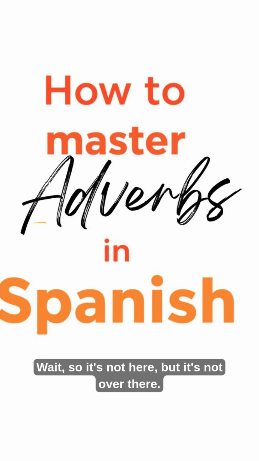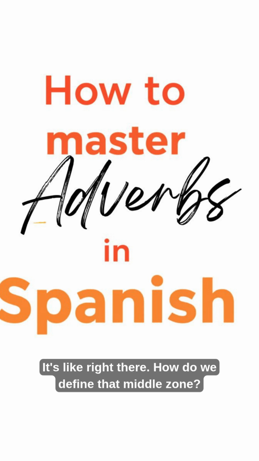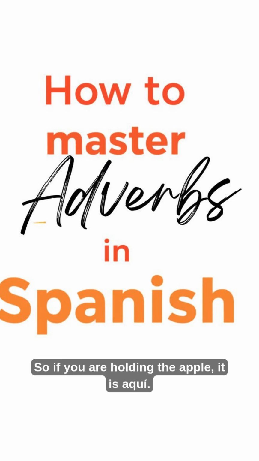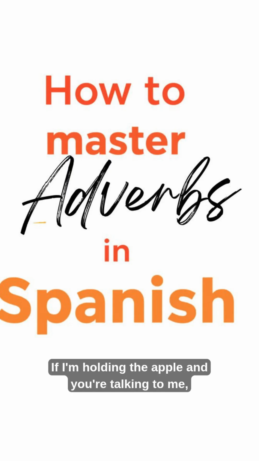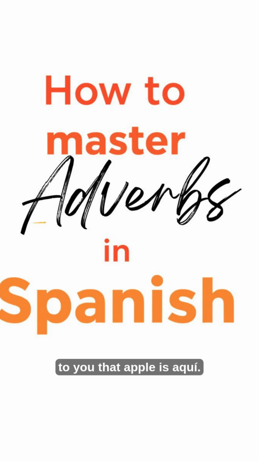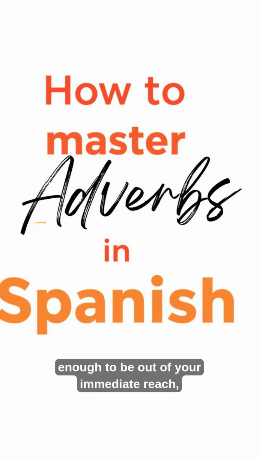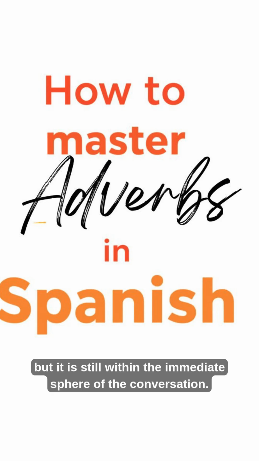So what is ahí? Wait, so it's not here, but it's not over there. It's right there. How do we define that middle zone? Well, ahí is often the space occupied by the listener. So if you are holding the apple, it is aquí. If I'm holding the apple and you're talking to me, to you that apple is ahí. Oh, I see. It's in the middle distance. Right. It pushes the boundary out just enough to be out of your immediate reach, but it is still within the immediate sphere of the conversation.